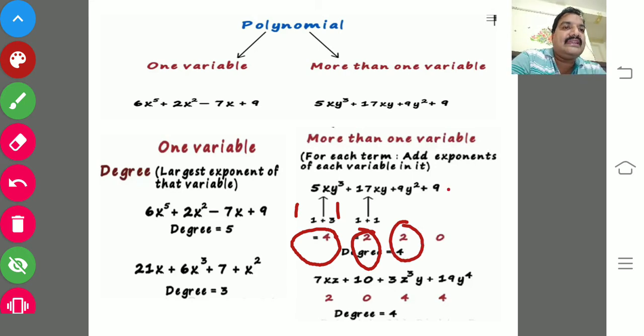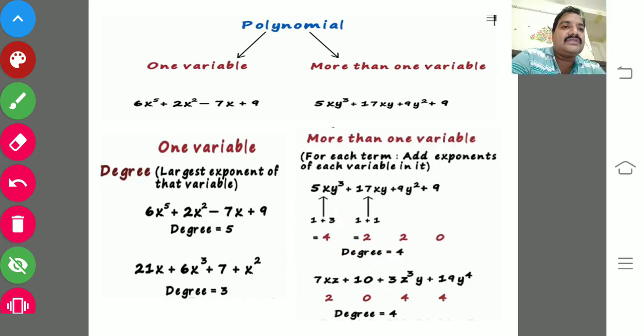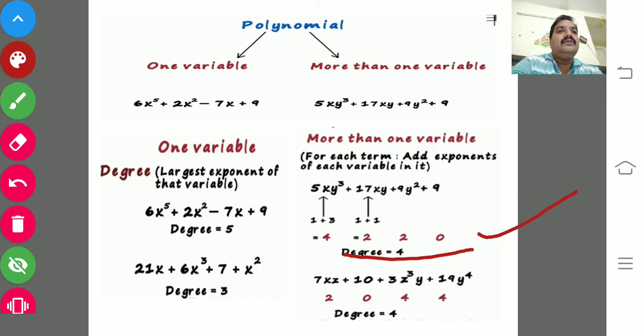So here 9 is nothing but 9 into x power 0, and x power 0 is 1, you know. So here the power is 0. So we have 4, which is 1 plus 3, then 1 plus 1, 2, and 2, and 0. So 4, 2, 2, 0. What is the highest one? 4. So the highest power of the algebraic expression is the degree of a polynomial. So 4 is the degree of that particular algebraic expression with more than one variable.